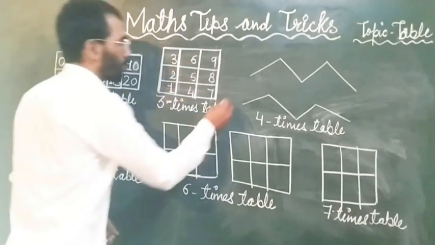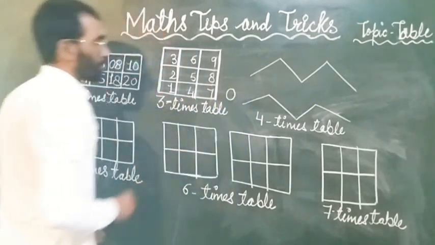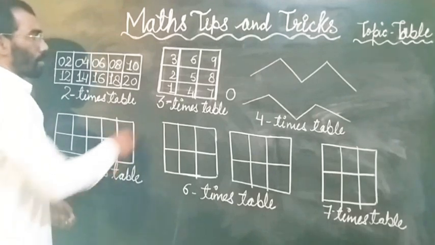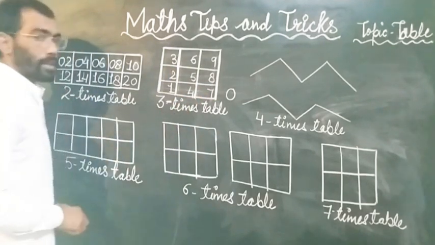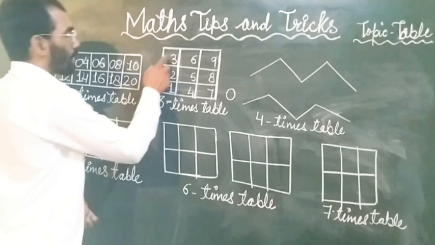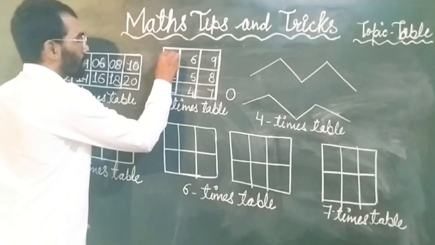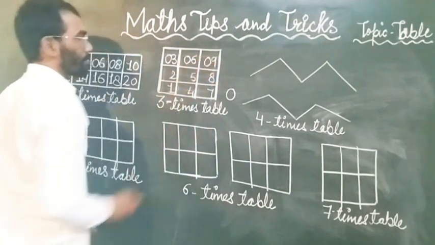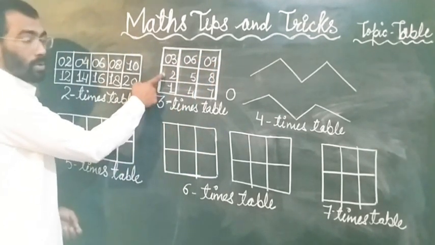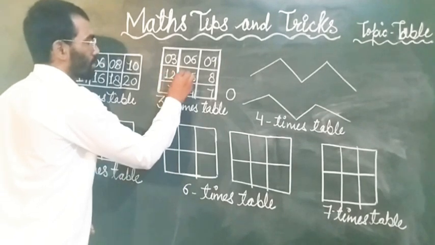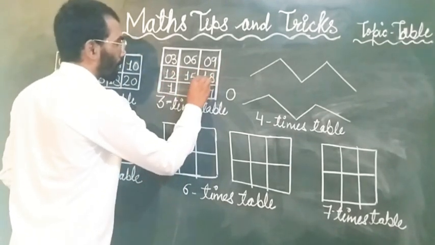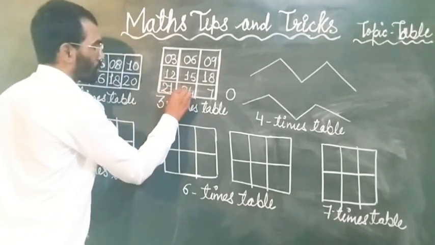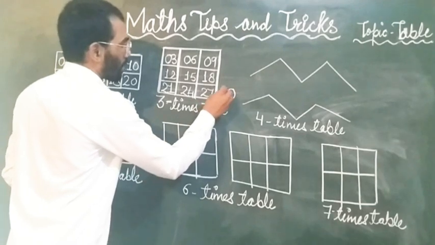Okay? And write here 0, outside of the box. These all digits are at the units place, the ones place. Then write 0 at the tens place of the first row. Then come to the next row, write 1 at the tens place, 1 and 1. Then come to the next row, write 2 at the tens place, 2, 2 and write here 3.